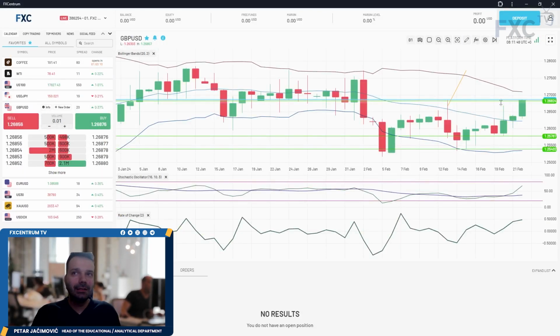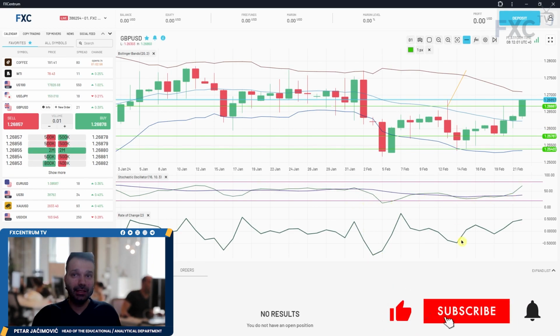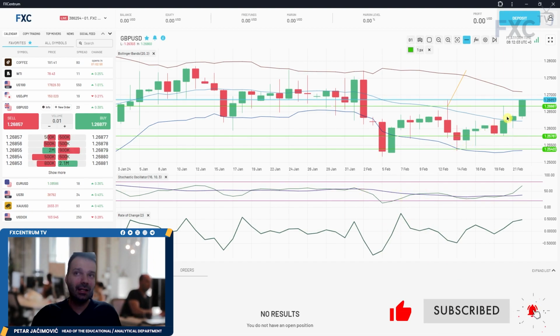Pound dollar, I alerted about this. We spoke about this yesterday and a couple of days ago. After we had this consolidation on the middle Bollinger Band, we can see that the market had a bullish divergence on the rate of change and stochastic. They started a rally more like 7-8 days ago.